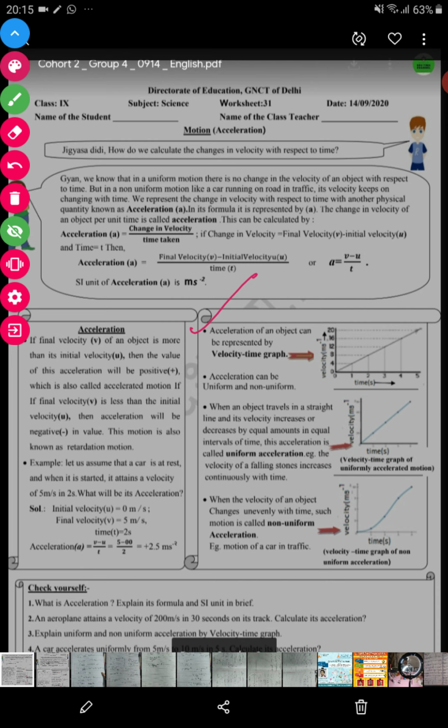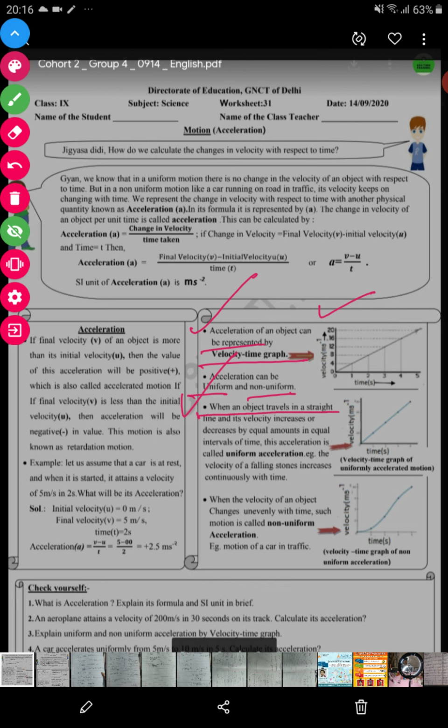Students, they have shown you a graph. Acceleration of an object can be represented by a velocity time graph, right? In our previous worksheet, we studied the distance time graph, which shows the speed or velocity. Acceleration can be of two types: uniform as well as non-uniform. If the speed is constantly increasing, then it is called a uniform accelerated graph.